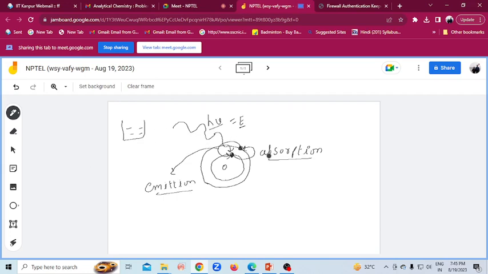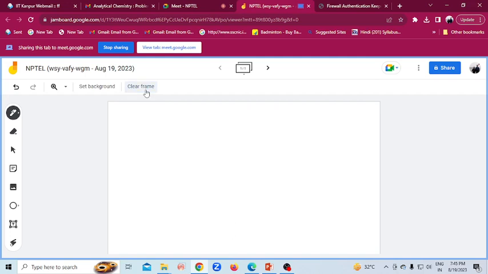Okay, so suppose, for better understanding, we can say this is the ground state and this is the excited state. This is the electron. It is jumping from here to here, and again from here to here. So we understand this thing.